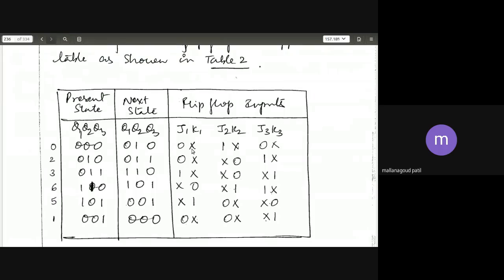Yes or no? Yes, sir. How many have understood? Without this, it is very difficult to design the counter. If you have any problem, you can ask me 100 times now only.